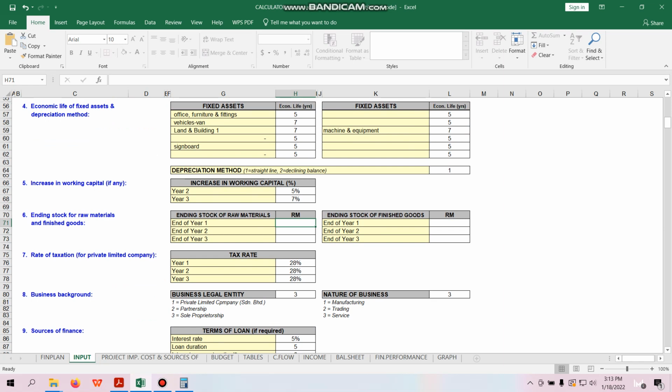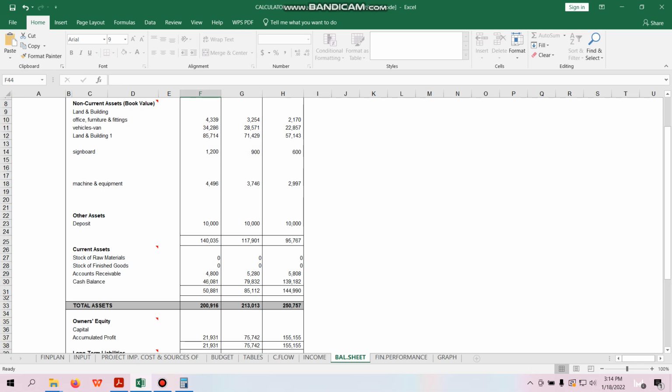Okay, now about the tax rate. Normally they impose 28% of the corporate income tax, especially applicable for the private limited company. Those that are involved as a partnership or sole proprietorship, especially the sole proprietorship, they don't have to pay the corporate income tax. If I'm not mistaken, this one is around 27% rather than 28, I think it is 27%. And this will affect your net income in your income statement.